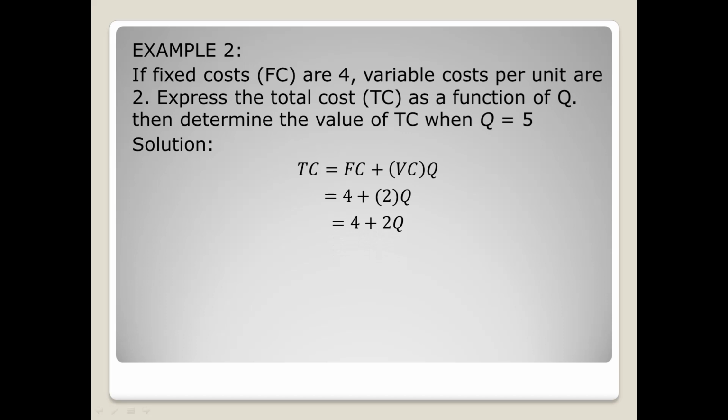Okay. Now, when Q equals 5, what will be the total cost? So when Q equals 5, we have to substitute this Q by 5. So it will be 4 plus 2 times 5. That is 4 plus 10, which is 14. So this is the total cost. Okay.